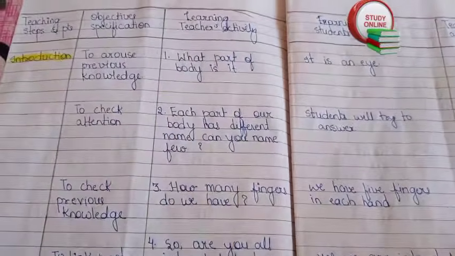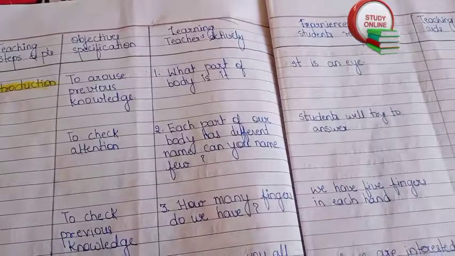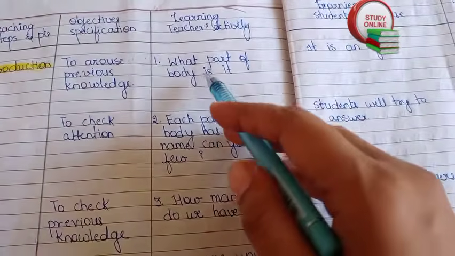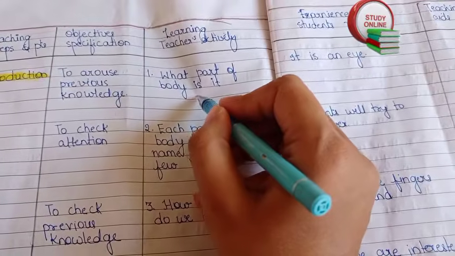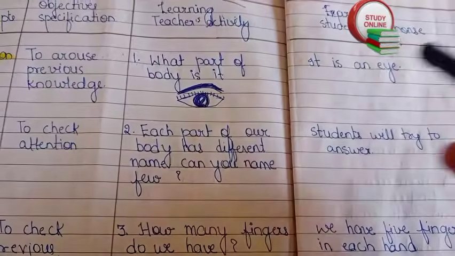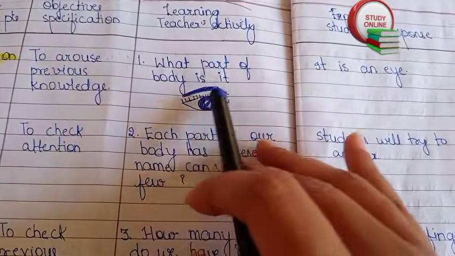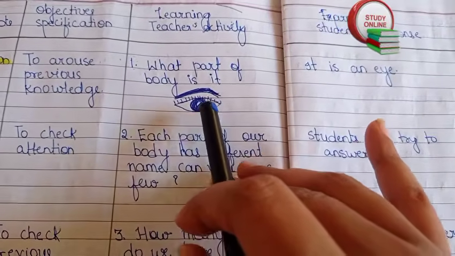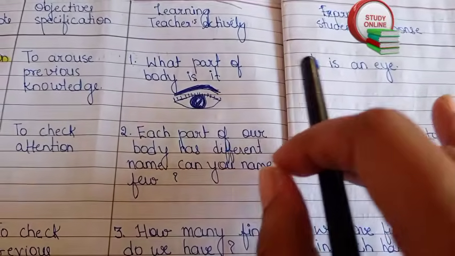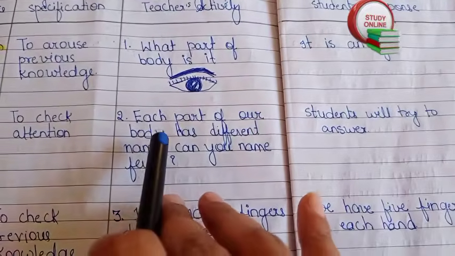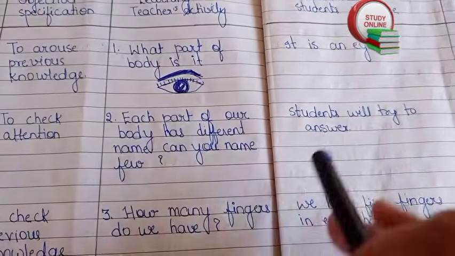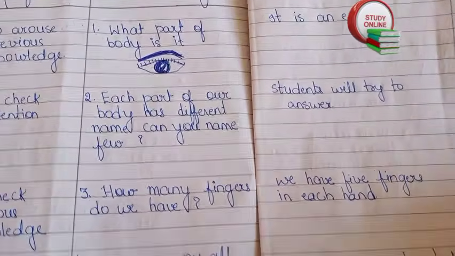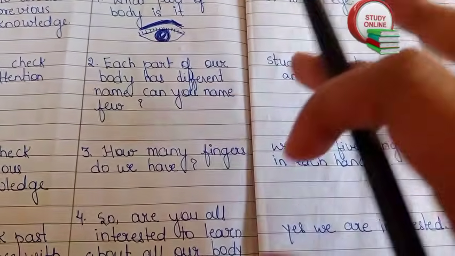Okay, now let's see the introduction part. So first we have to ask the student what part of the body is it. Then what we have to do is we have to show them eyes, and we have to ask them what it is, which part of the body is it. Then the student will answer it is an eye. Each part of our body has a different name. Can you name a few? Then students will try to answer: hand, legs, whatever they are aware of.